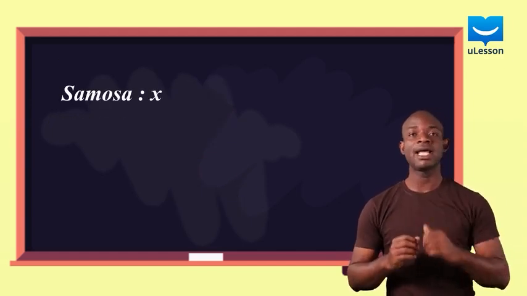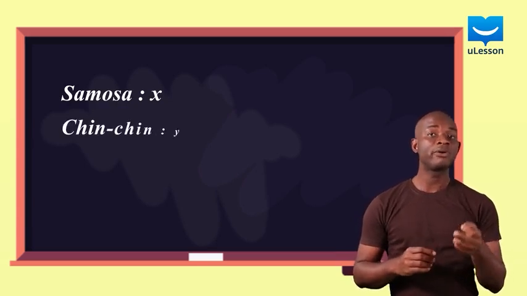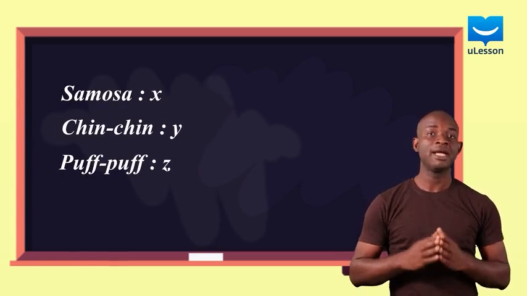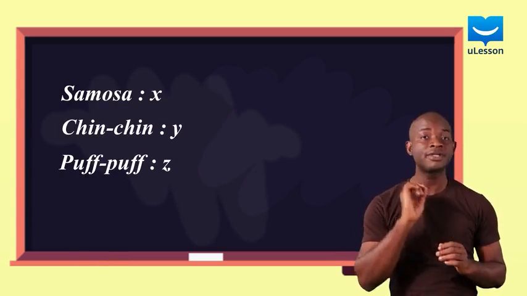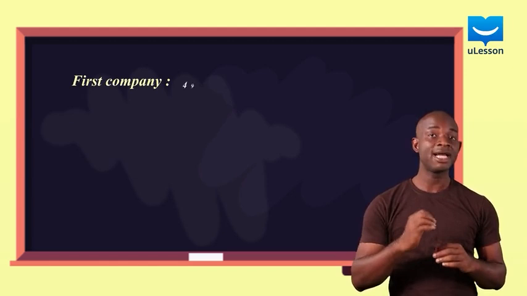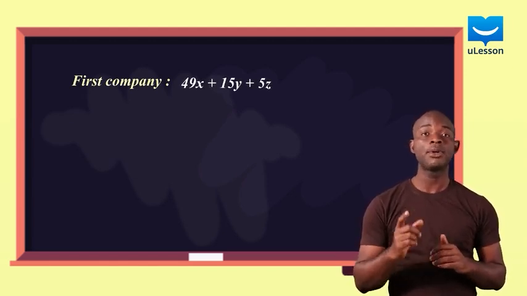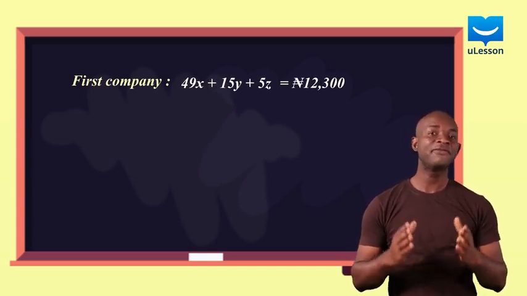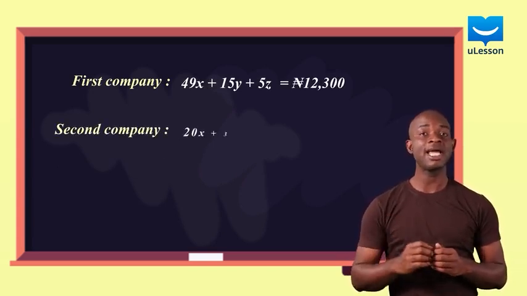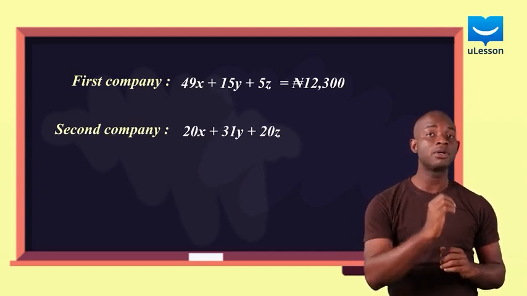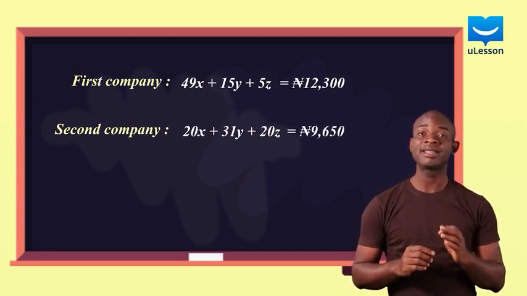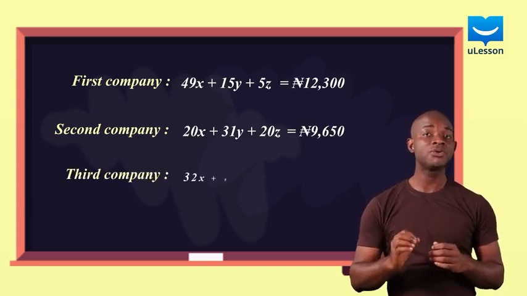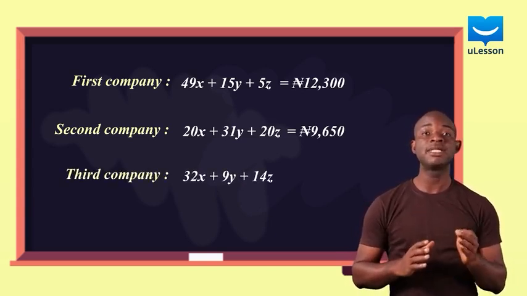of a samosa as X, the cost of a pack of chin-chin as Y, and Z for a pack of puff-puff. And then he wrote out the equation for the first company, and he had 49X plus 15Y plus 5Z equals 12,300. For the second company, he had 20X plus 31Y plus 20Z equals 9,650. And for the third company, he had 32X plus 9Y plus 14Z equals 8,450.